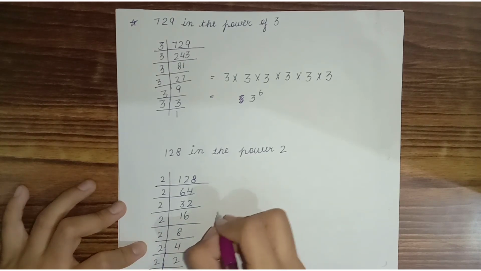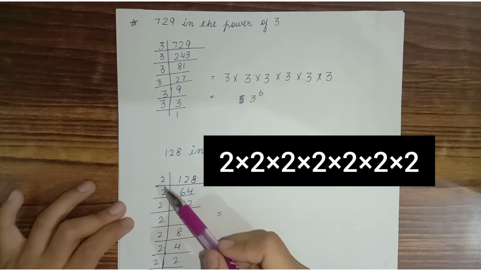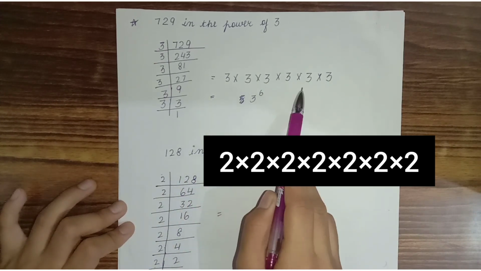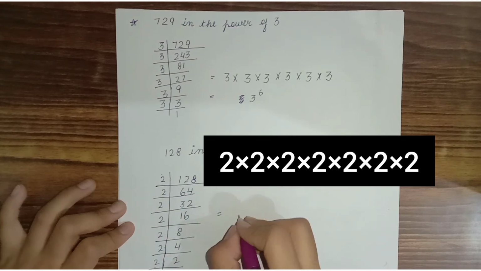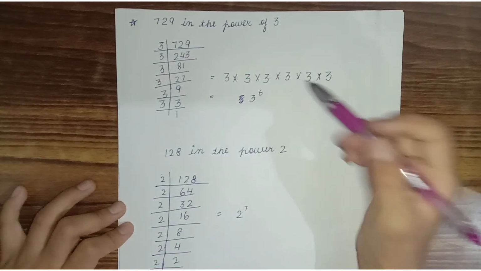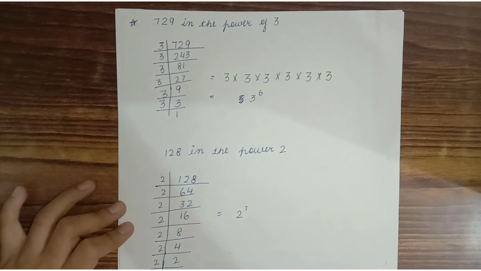Okay, so now how many times is 2 here? 1, 2, 3, 4, 5, 6, 7. 7 times it is multiplied like this. So we will write it as 2 raised to the power 7. So like this we'll do it exactly, as we have done before.